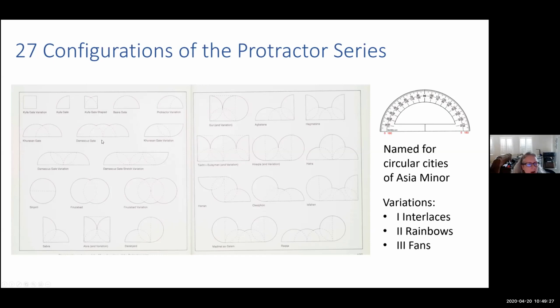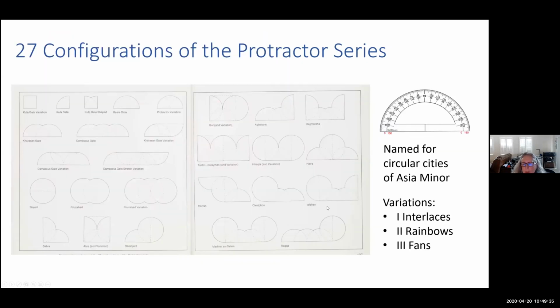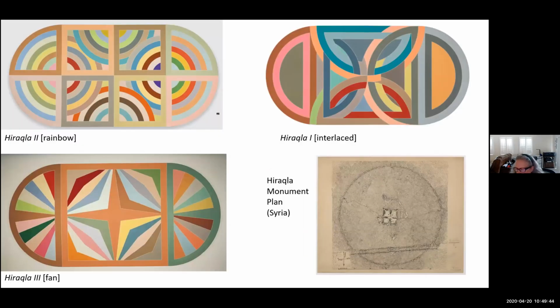So the one that we just saw with Heron. So here is the Heron configuration, and you can see here, this is Heron 2. So the 2 refers to rainbows, so it is the rainbow variation. So we'll look at that here. We'll see 3 of the same variation. So these are the 3 Herakla variations. Number 1, this is the interlaced Herakla 1, the rainbow version, Herakla 2, and the fan version, Herakla 3. And this is the ancient circular city of Herakla in Syria.